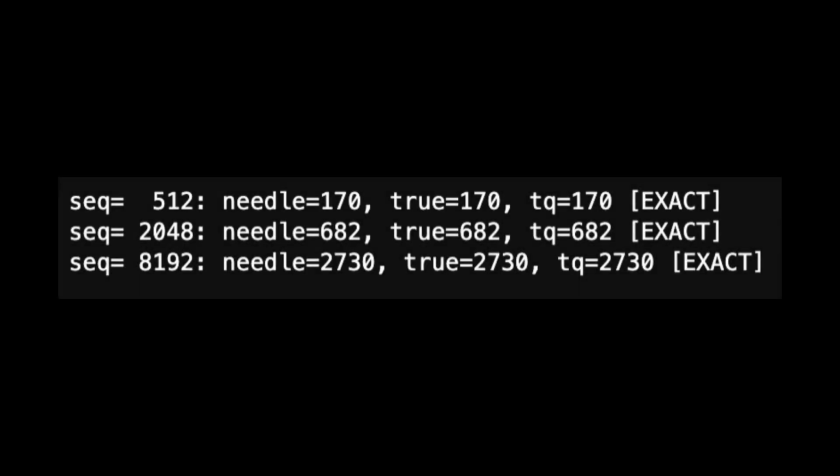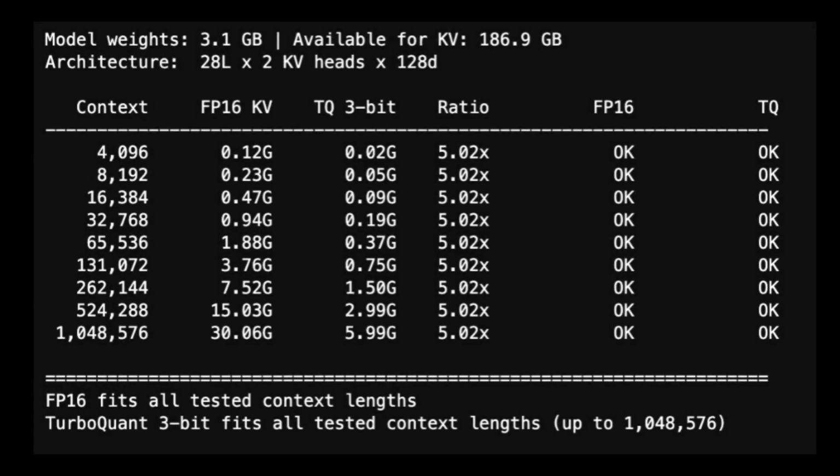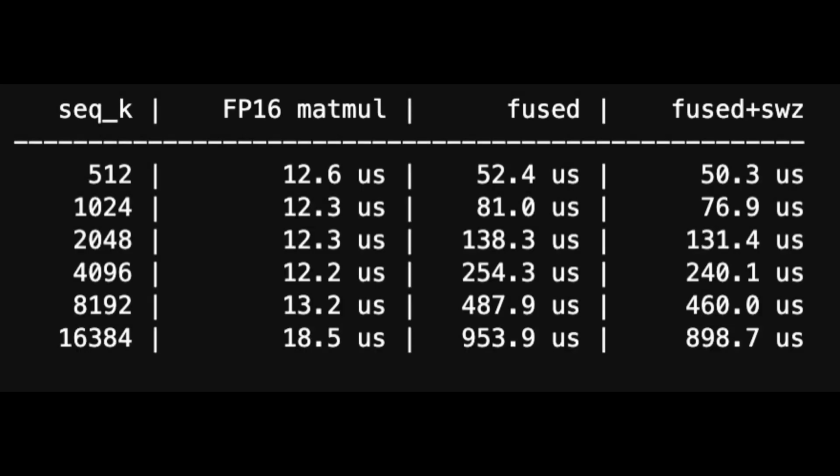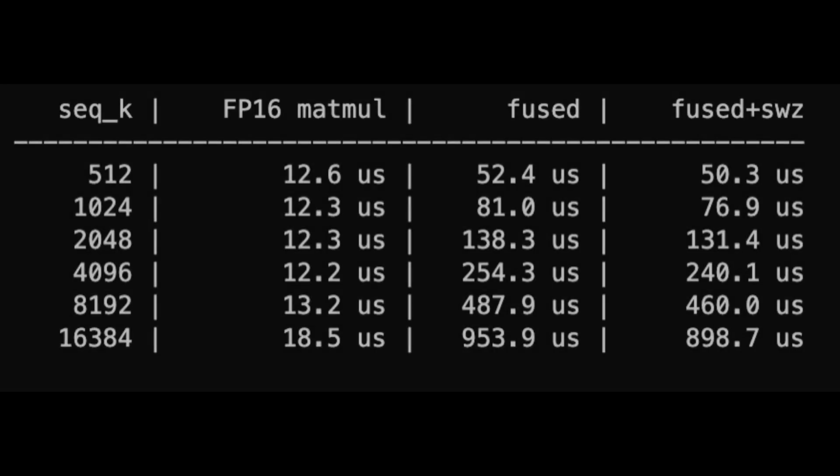The model is excellent at needle in a haystack retrieval and scales with long context very well. The trade-off here is the latency. Since we're doing more operations that involve compression and decompression, our kernels take longer to process.